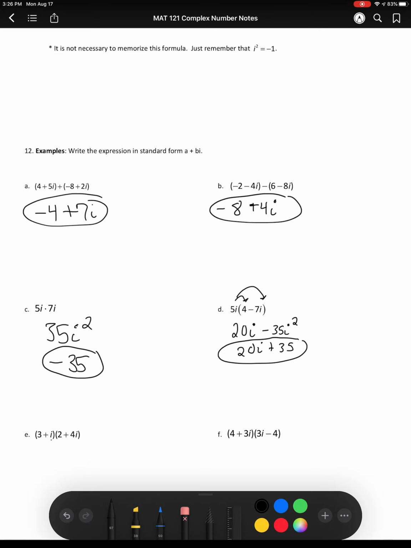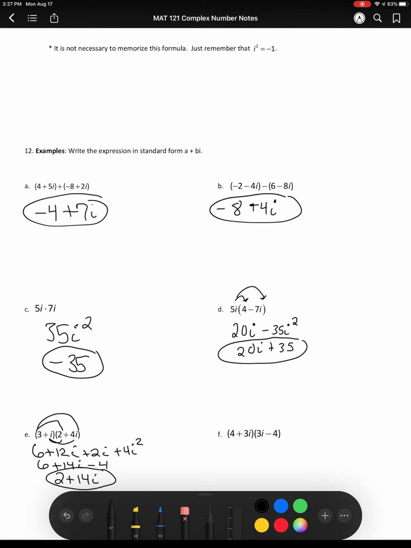E and F will FOIL. So E is the quantity 3 plus i times the quantity 2 plus 4i. So 3 times 2 is 6. 3 times 4i is 12i. i times 2 is 2i. And i times 4i is 4i squared. 12i and 2i is 14i. And then 4i squared would be minus 4, because that i squared is a negative 1. 6 minus 4 is 2, so you get 2 plus 14i.